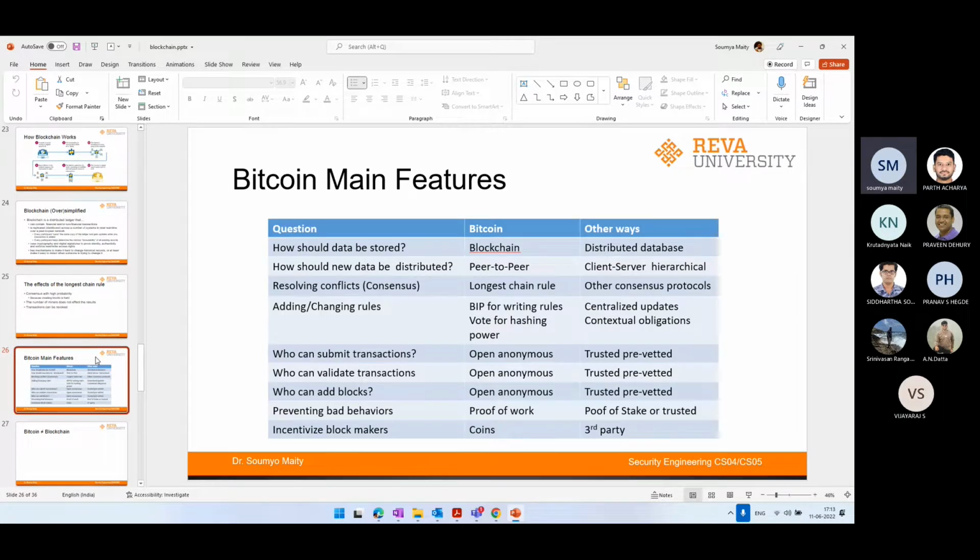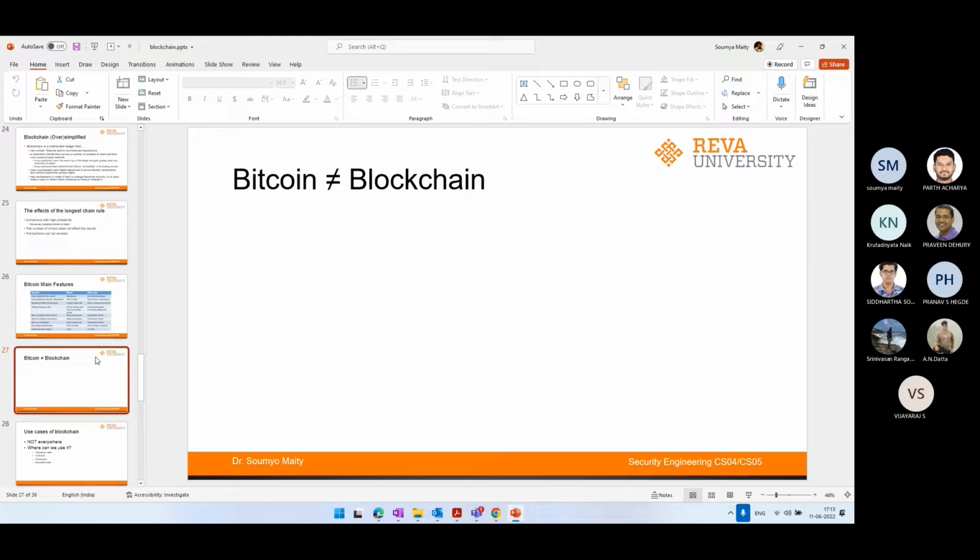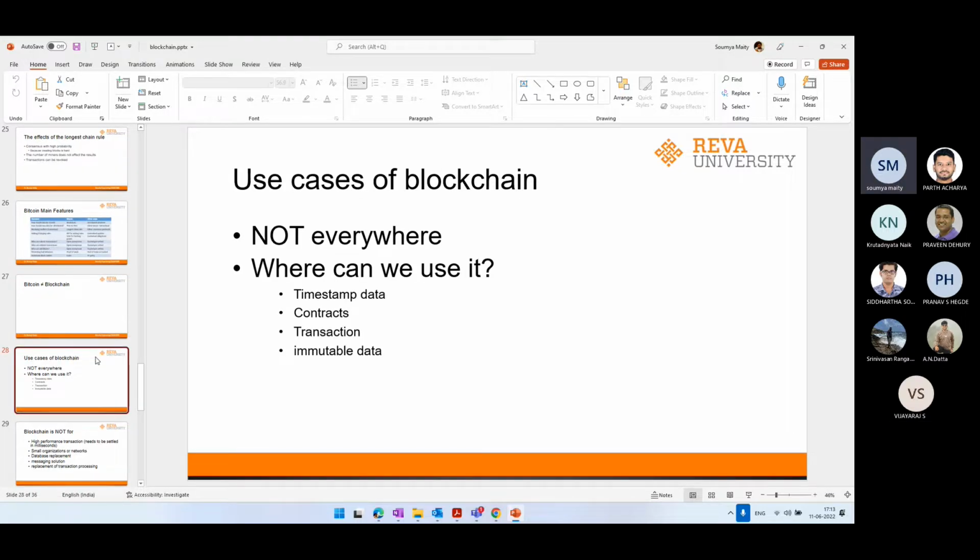Okay, Bitcoin main feature. Bitcoin is not blockchain. Use cases of blockchain. Now, can you please tell me where we can use the blockchain? Now we know what a blockchain is, but it cannot be used everywhere.